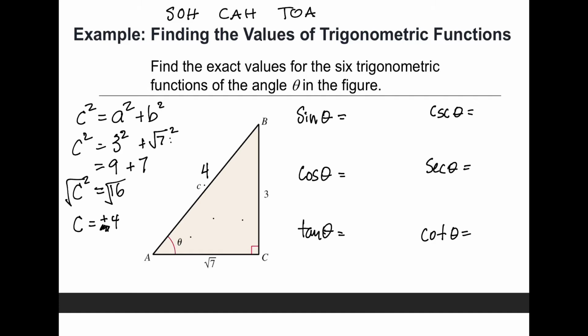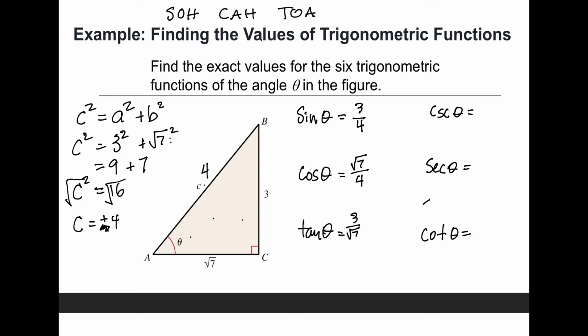SOHCAHTOA. So for sine, we want to go opposite side of theta. Remember, theta is right here. And so the opposite would be here. Opposite over hypotenuse would be 3 over 4. Cosine, adjacent over hypotenuse. So in that case, that would be square root of 7 over 4. And then tangent, opposite over adjacent, is 3 over the square root of 7.